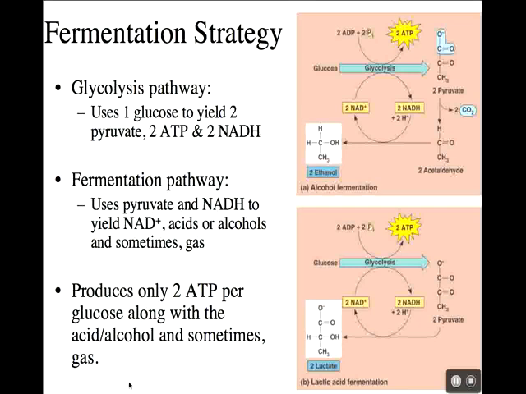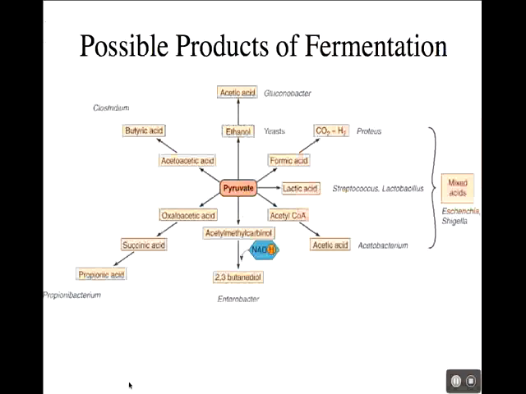Now, excuse me, the type of fermentation that's done does vary from organism to organism. There are lots of different possibilities. This is showing you lots of different endpoints to fermentation. Different organisms do different things. Here you have pyruvate at the beginning. Yeast cells, we know, can take that pyruvate and turn it into ethanol. Thank you, beer, wine, etc. Right? That's a yeast alcohol fermentation.